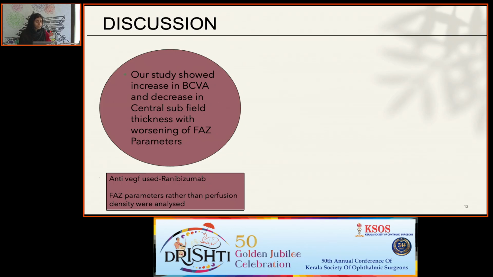Discussion. Thus, our study showed an increase in best-corrected visual acuity and decrease in central subfield thickness with worsening of foveal avascular zone parameters. We have used ranibizumab, which is the commonly used anti-VEGF agent, and we have measured the foveal avascular zone parameters rather than the perfusion density, which were analyzed by the similar studies.